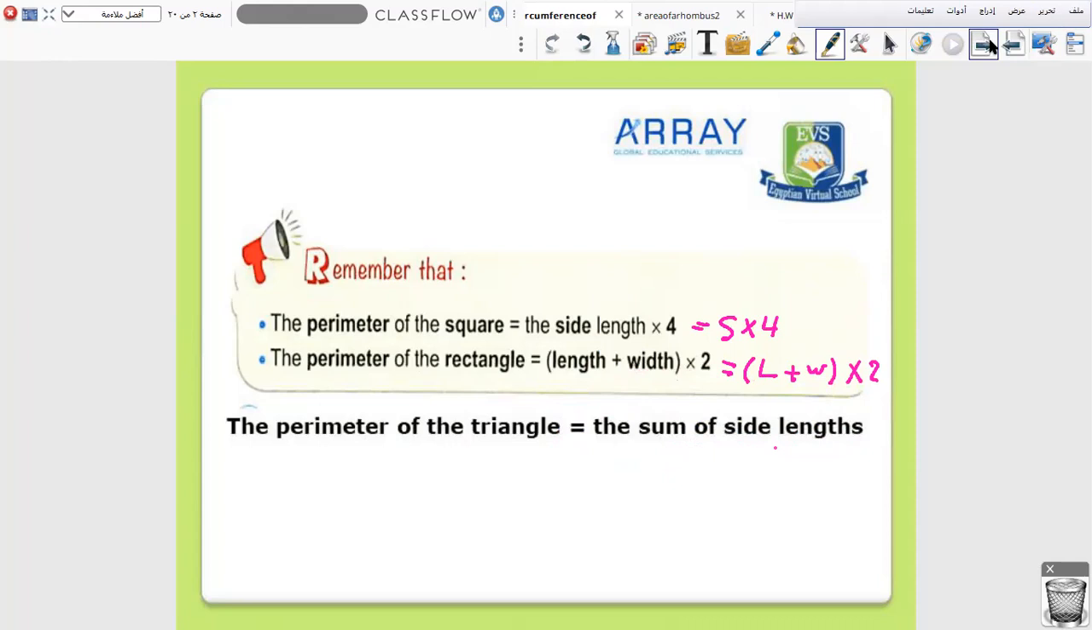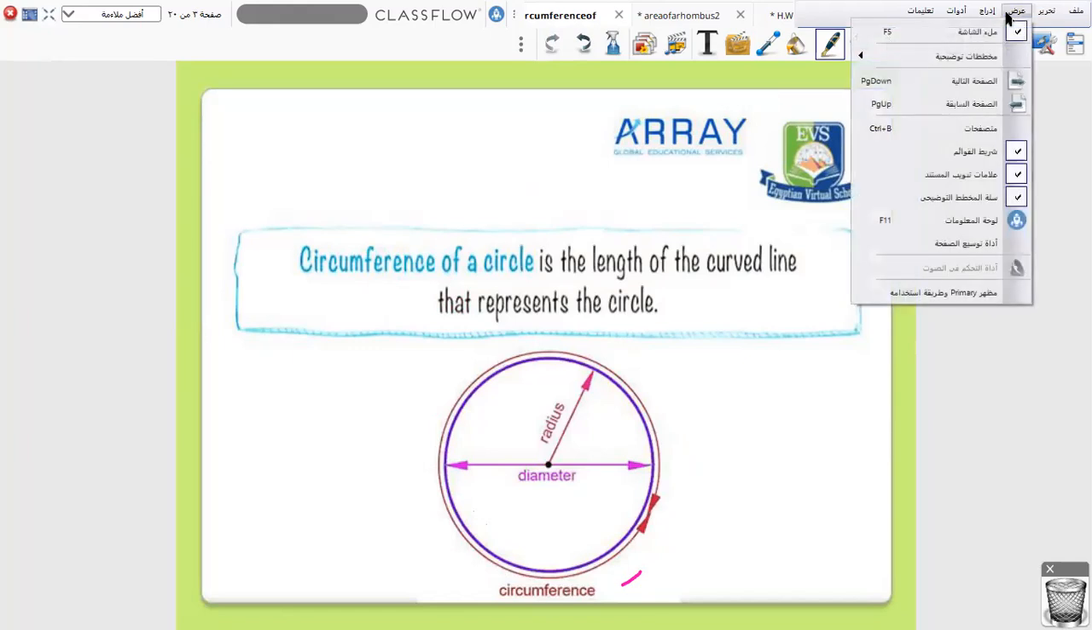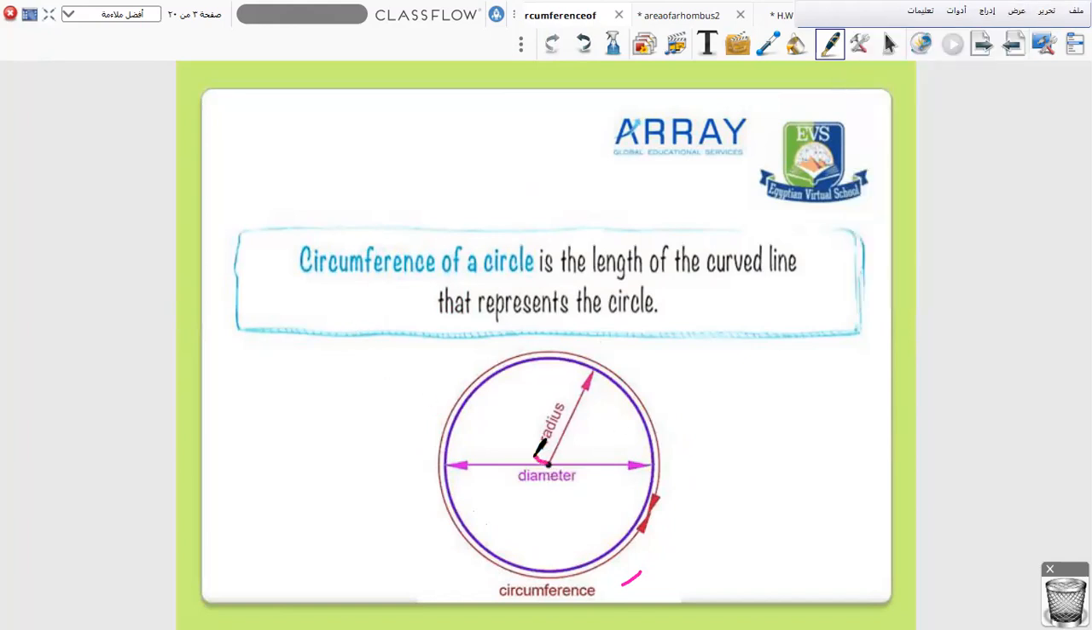Okay, so the circumference of the circle is the length of the curved line that represents the circle. Can you see the curved line outside? This is the circumference. So the circumference of the circle is the length of the curved line that represents the circle. Okay, do you remember this point called the center?